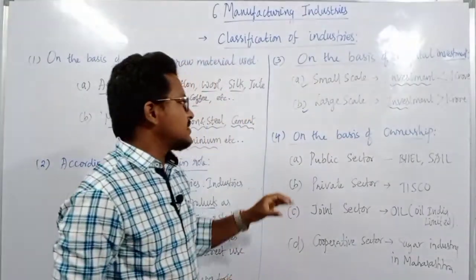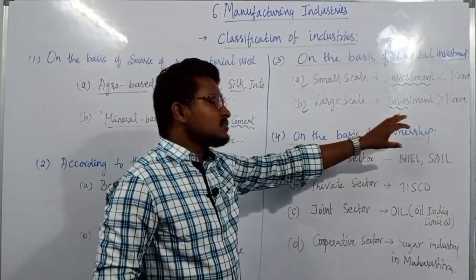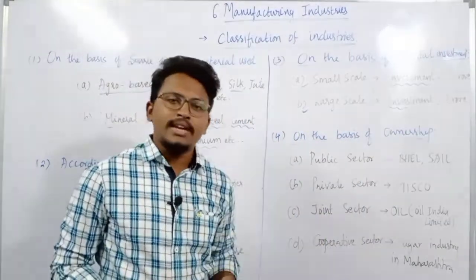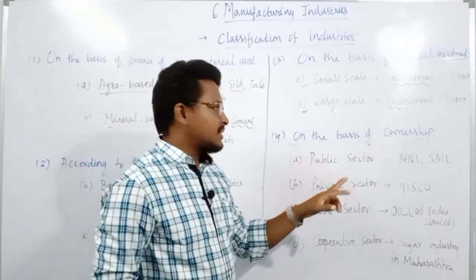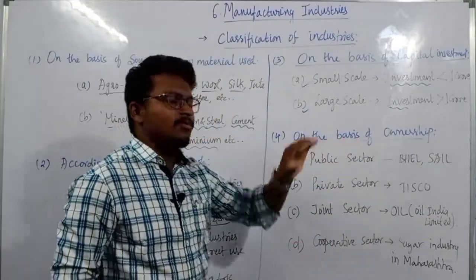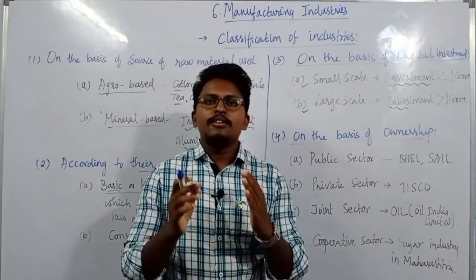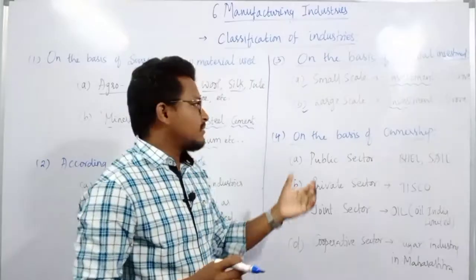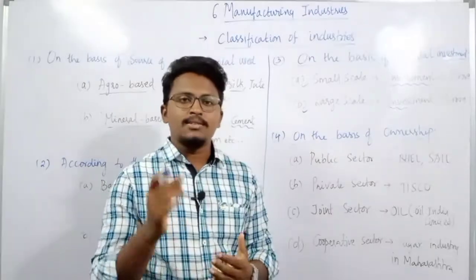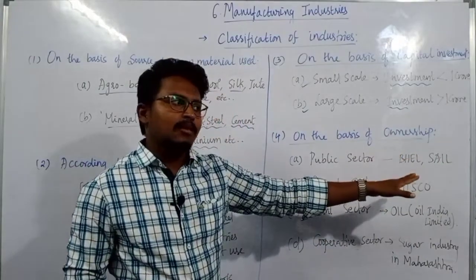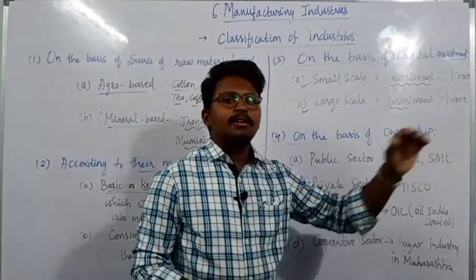Then the next one is on the basis of ownership. On the basis of ownership, there are mainly 4 different categories: public sector, private sector, joint sector, and cooperative sector. Public sector means what? Those industries which are owned and operated by the government, we call them public sector industries, such as BHEL, Bharat Heavy Electricals Limited, and SAIL, Steel Authority of India Limited.